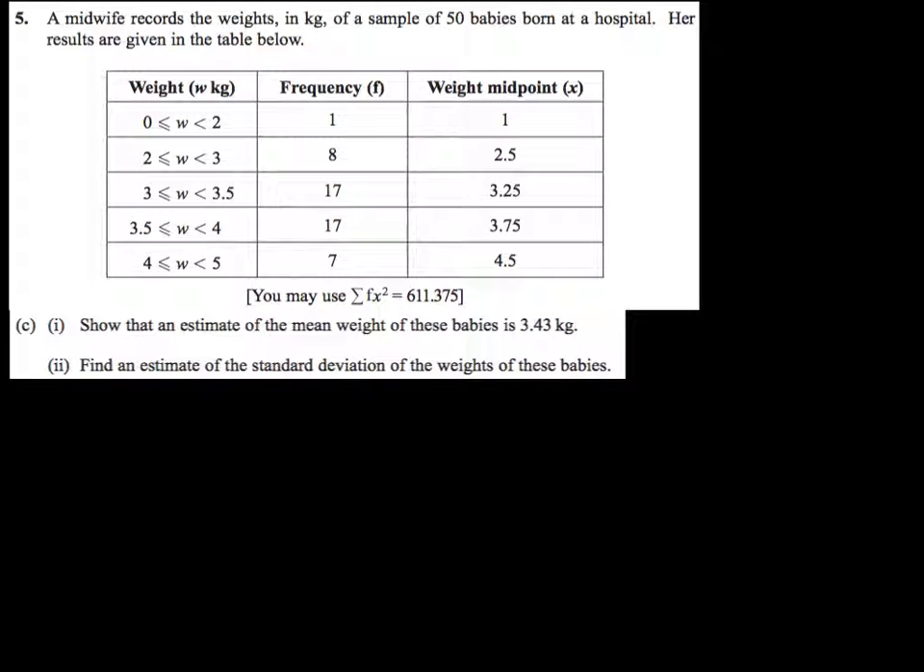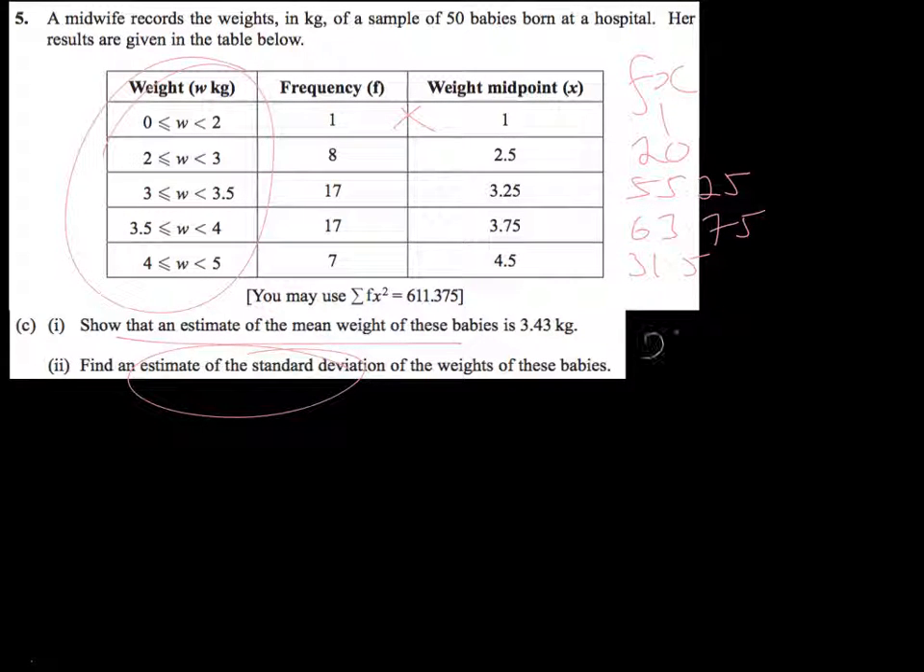Part C is actually fairly straightforward. We're just asked to show that an estimate of the mean weight of the babies is 3.43 kgs, and then use that to find an estimate for the standard deviation. So we've got continuous data. We would normally have to find the midpoint, but it's been provided for us. And essentially what we need to do here then is to find fx. So we just multiply through each of these and complete the table.